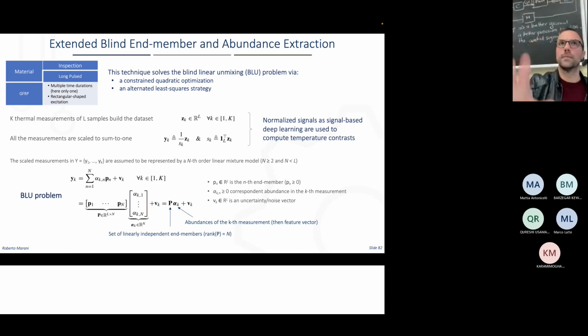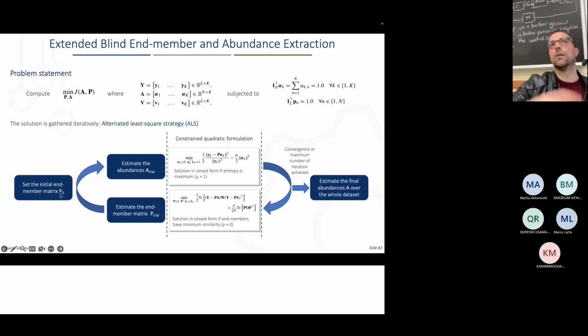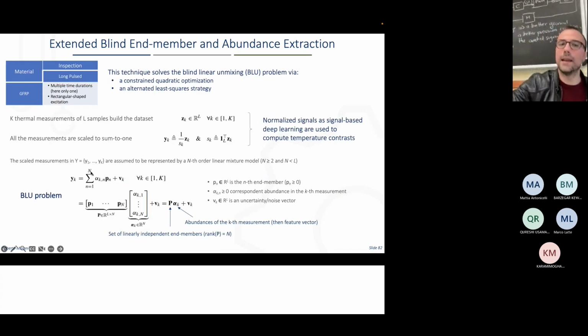Okay, and then there's some noise. So you have Y signals, but you don't know anything about alpha and P. There's a way, iteratively, over many iterations, to solve this blind endmember abundance estimation problem. You start by selecting an initial matrix P, and then compute your abundances, which are the elements of your vector alpha, and then you iteratively try to find the best solution, the best endmembers, the best models that are able to characterize any signal of your data set with n members.